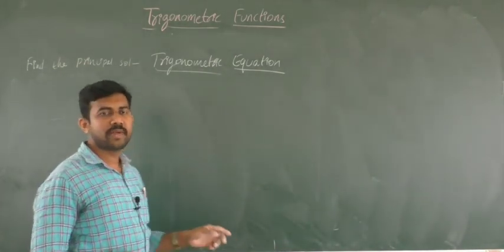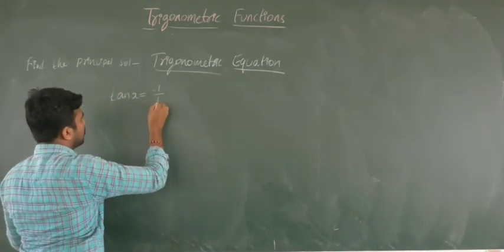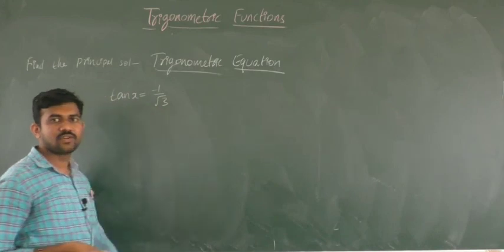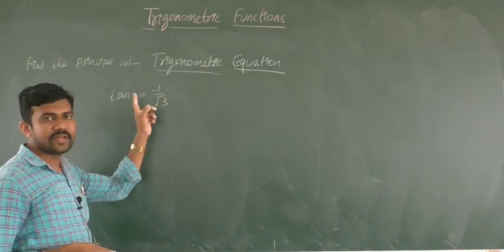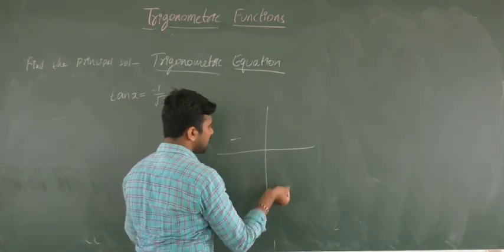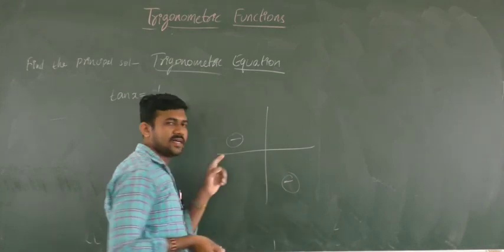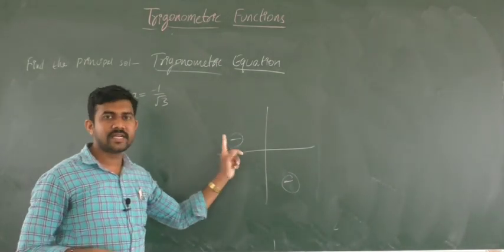Tan x is equal to minus 1 by root 3. Okay, tan x is equal to minus 1 by root 3. Tan takes the value negative in which quadrant? Tan is negative in the second quadrant and fourth quadrant. The x value must be in the second and fourth quadrants.